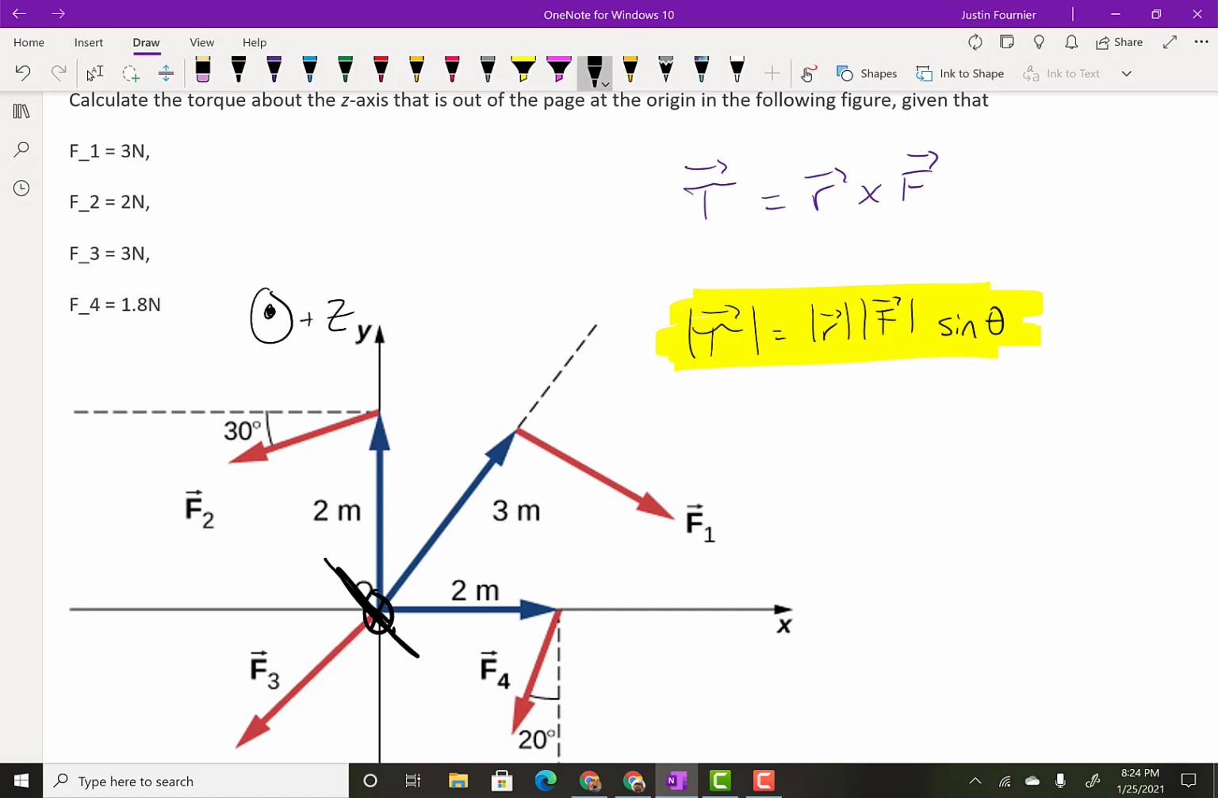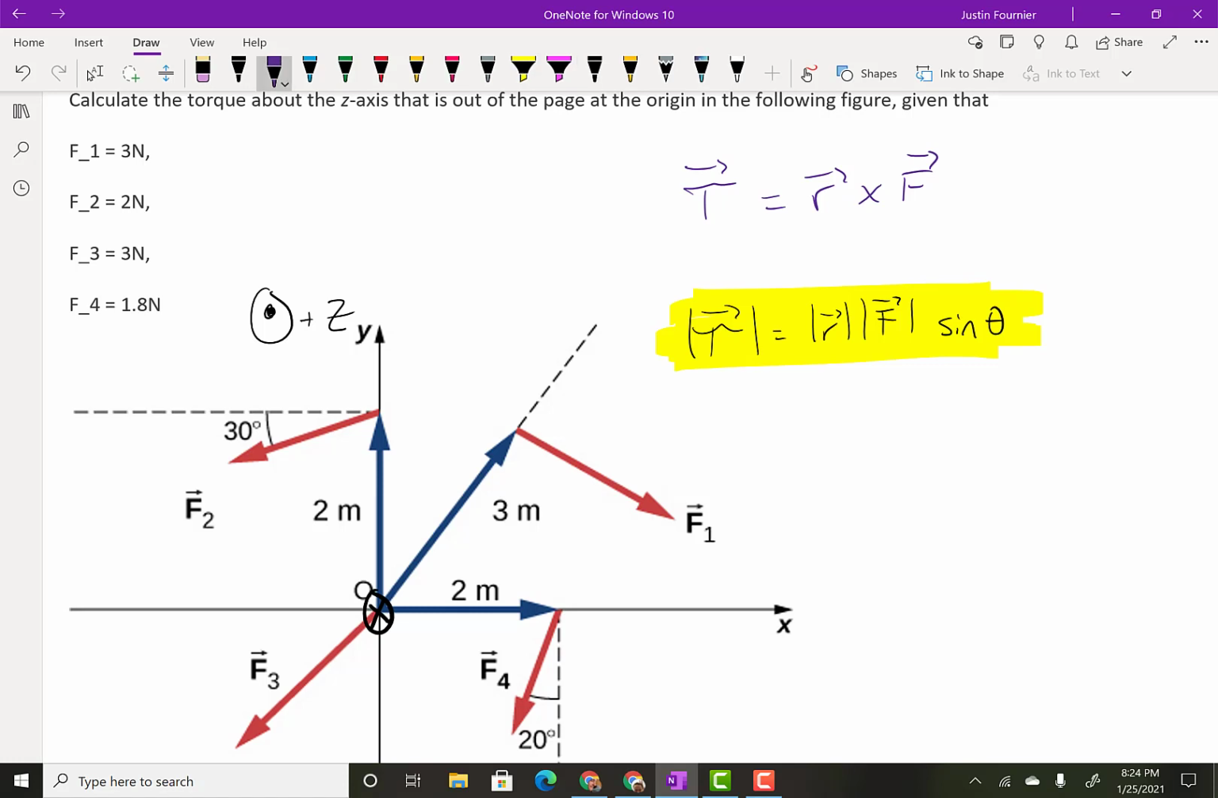For F1, the r vector points like this. This vector right here would be my r vector. It always points from the axis of rotation to where the force is being applied. And then the force itself, F1, the magnitude of the force, multiplied by sine of theta, where theta is the angle between the r vector and the F vector.